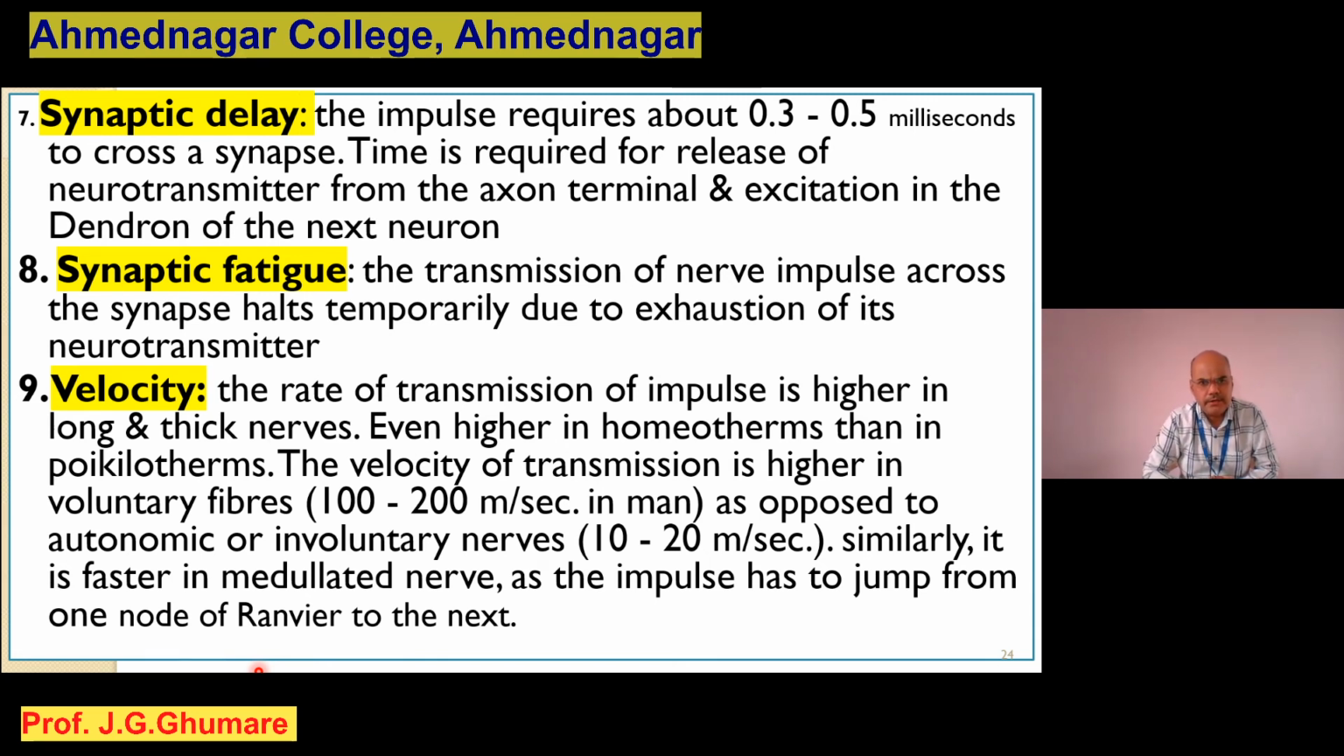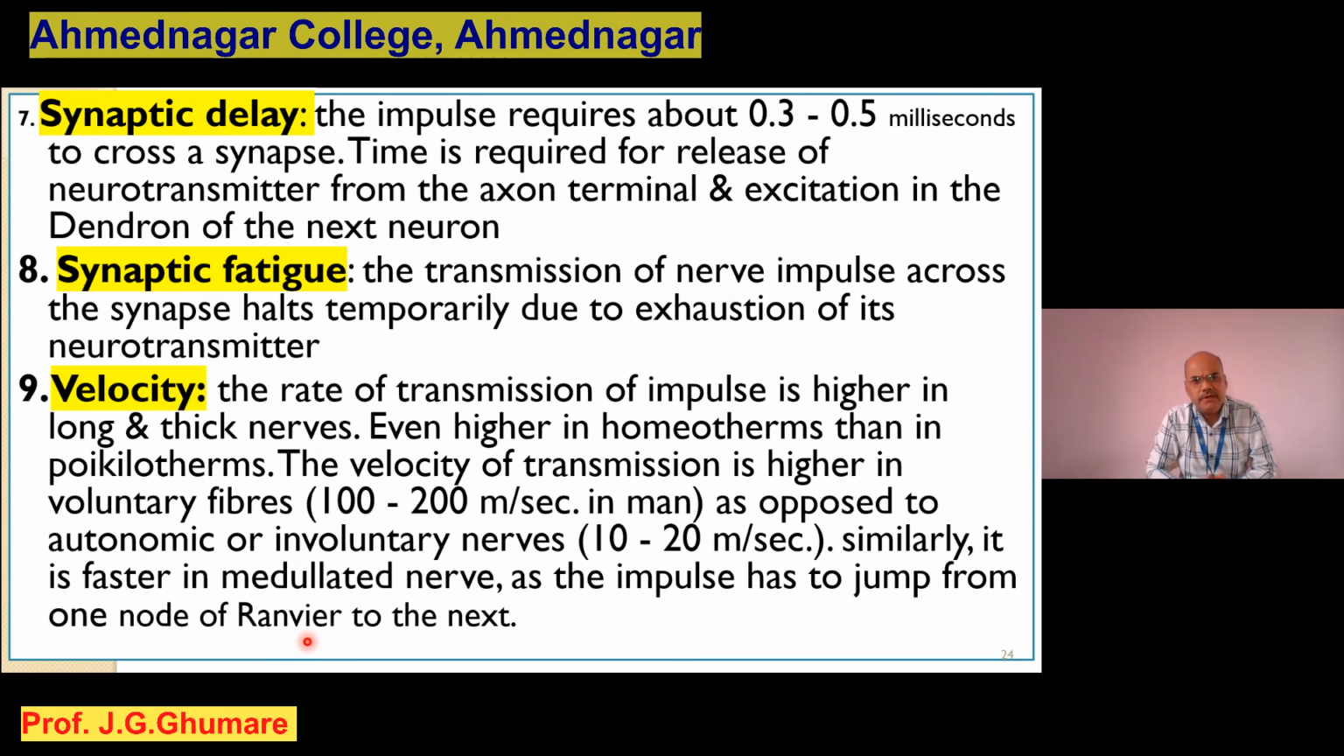A few more details we are going to study next, when we study the transmission of a nerve impulse. Synaptic fatigue is when the transmission of a nerve impulse across the synapse halts temporarily due to the exhaustion of its neurotransmitter. So if the neurotransmitter is not there in the junction, the impulse will not be carried. This is synaptic fatigue. Remember, it might be due to synaptic fatigue.